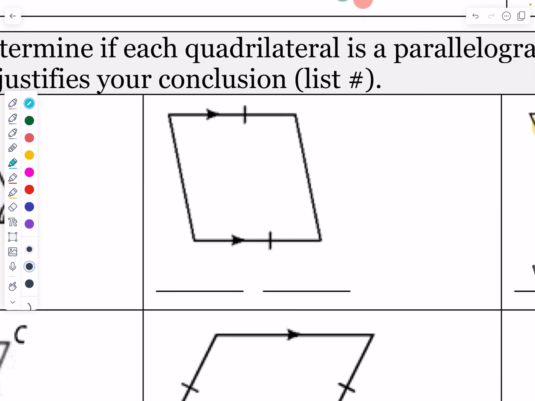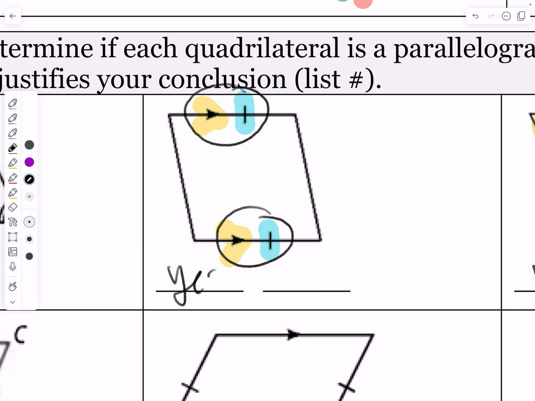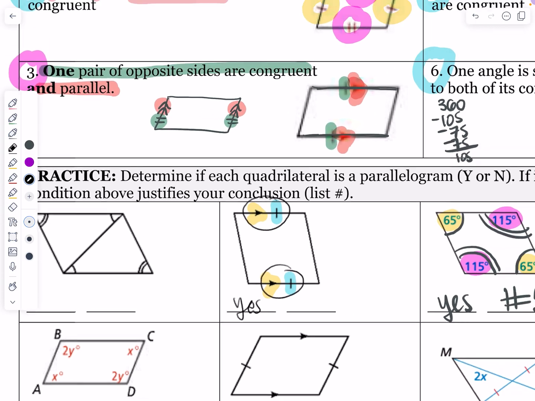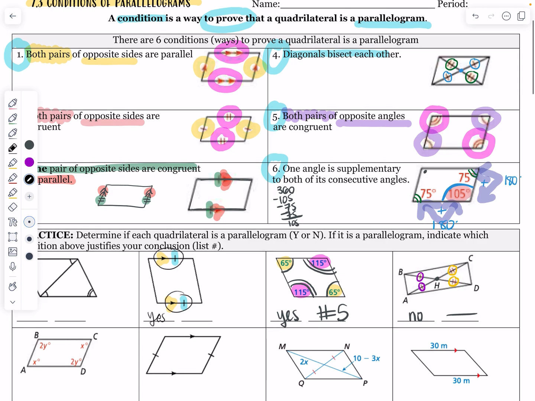All right, let's look at this shape. In this shape, we've got two things happening on one side, which is a good sign. We've got one set of opposite sides congruent, and that same set is also parallel. So which property is that? This is going to be a yes. Notice that those are happening on the exact same set of opposite sides. That is going to be our number 3. That one pair of opposite sides are congruent and parallel. So we've got both here, congruent and parallel.